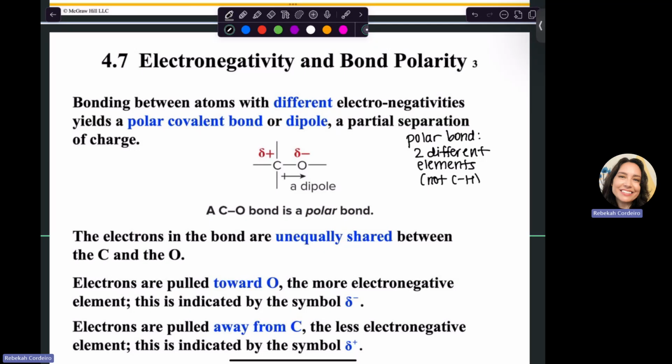And of course, this is an oversimplification of this. It's just for this class, so you can kind of get by without having to memorize all the possible nonpolar bonds.